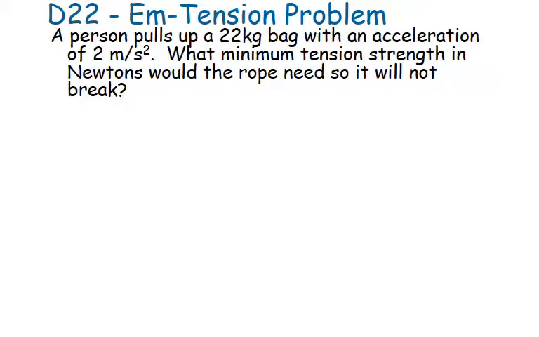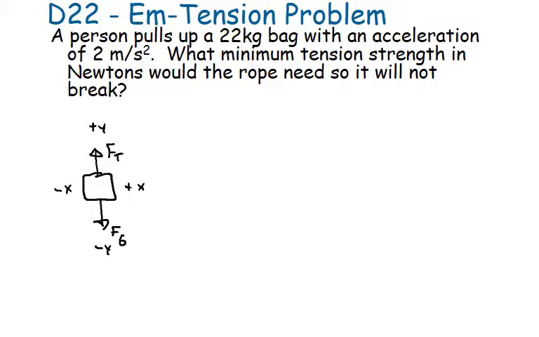Okay, so let's try another sample problem, where a bag is being accelerated upward at a rate of 2 meters per second squared. And we want to find the minimum tension strength so that the rope will not break. So go ahead and draw the free body diagram, set up the sum of the forces equals mass times acceleration. See if you can figure out what the minimum tension would have to be for this to work.